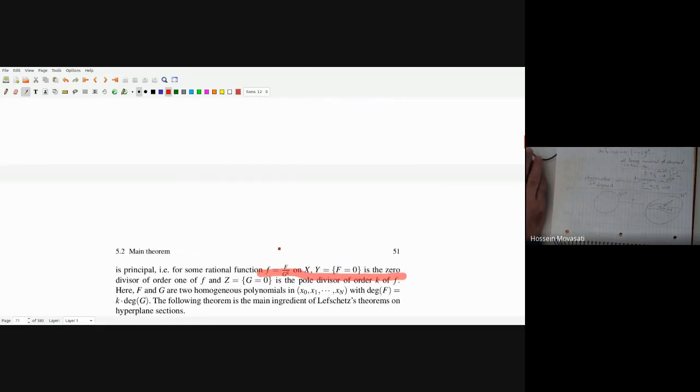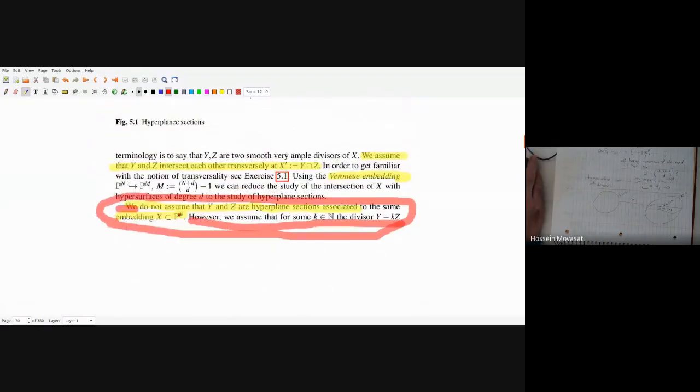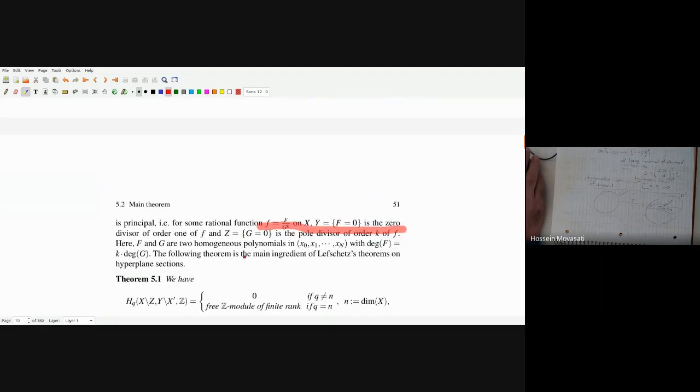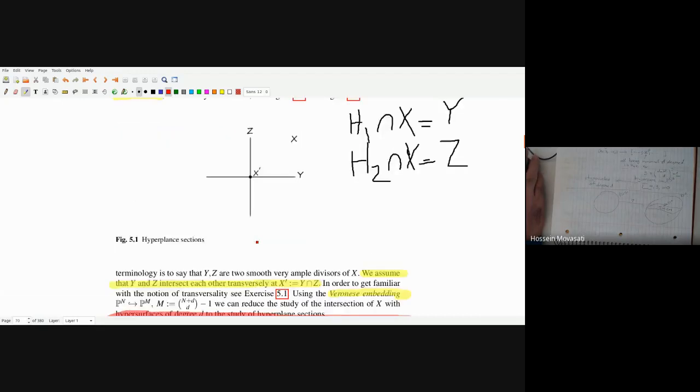Okay, let's do it this way. For the moment, just assume that y and z are associated to the same embedding. So they are hyperplanes in the same embedding. And then after announcing the main theorem, I will return back to this small generalization. So just remember our picture: x, z, y, and x dot, which is in the intersection.